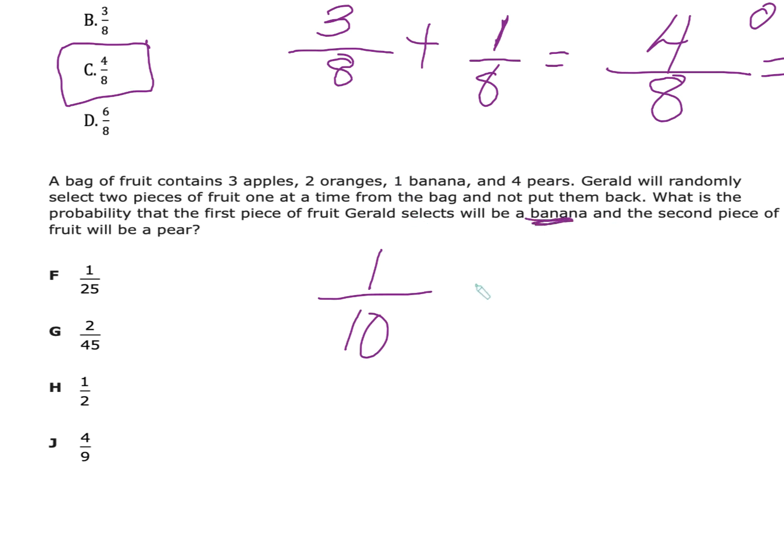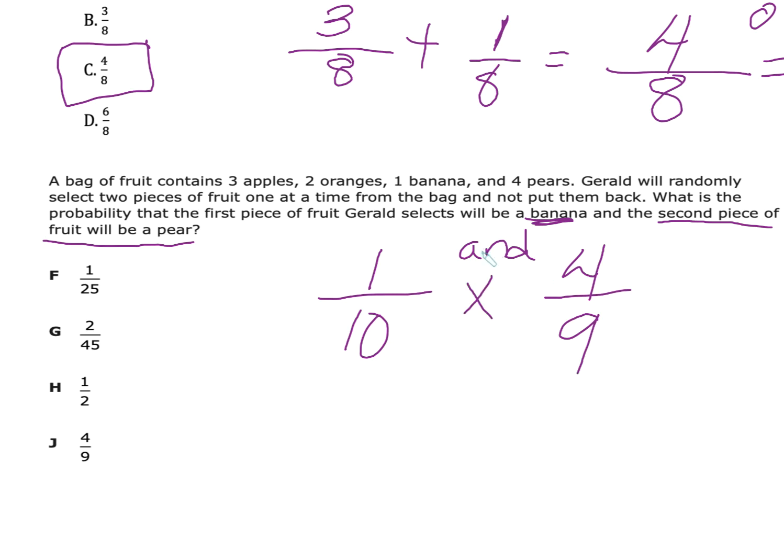And then here we have the keyword "and." Now the second piece of fruit would be a pear. How many pears do we have? That's 4. But remember, they said he's not going to put the fruit back in the bag. So that's 4 out of 9.